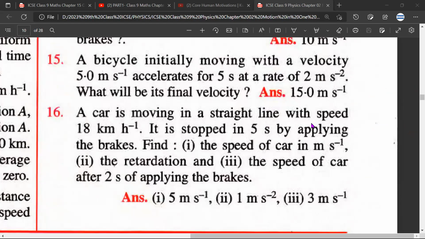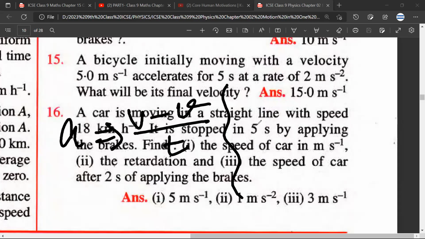So these are very basic numericals. If you are not clear, you can practice them. This will refresh your class 9 fundamentals.